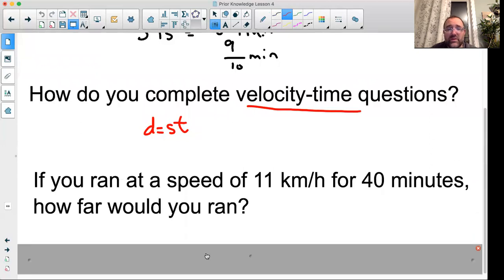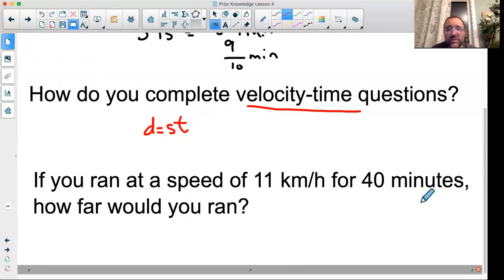So prime example, if you ran at a speed of 11 kilometers per hour for 40 minutes, how far would you run? Well, first things first, this is in minutes, so we need to convert that to hours to make our life easier to actually convert, then to multiply and so forth to figure out how far we actually ran.